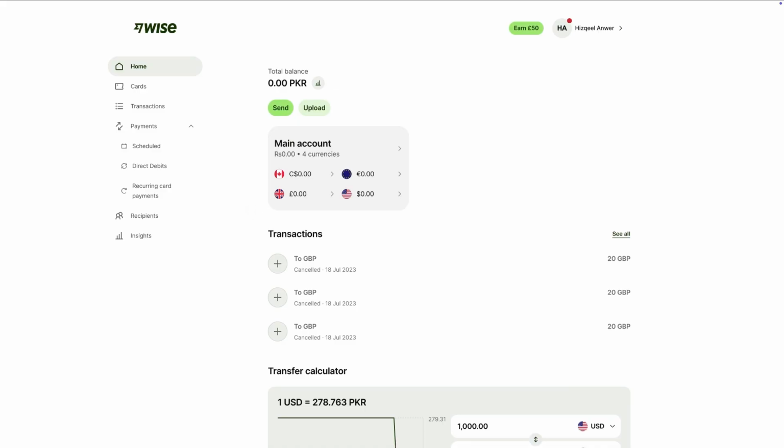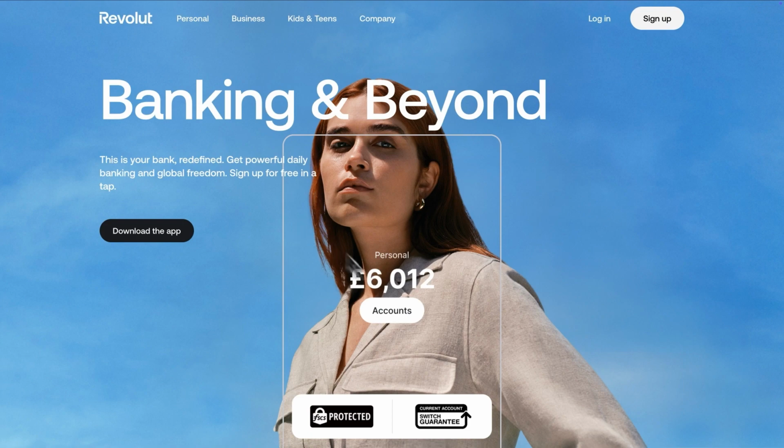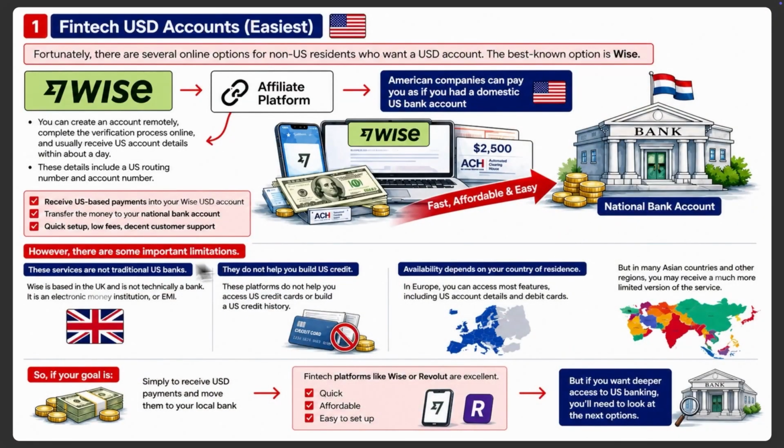There are similar alternatives as well, such as Revolut. These platforms can also be opened online, often within a day. They are useful for sending and receiving US dollars internationally. They may provide debit cards, and their customer support is usually decent. However, there are some important limitations.